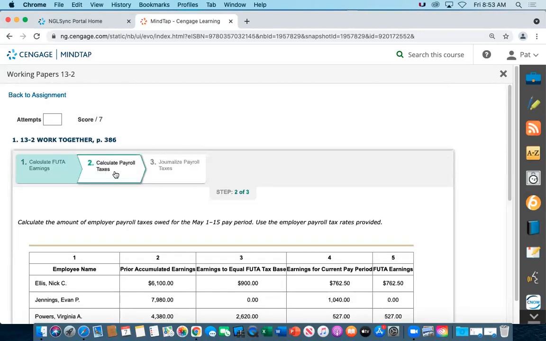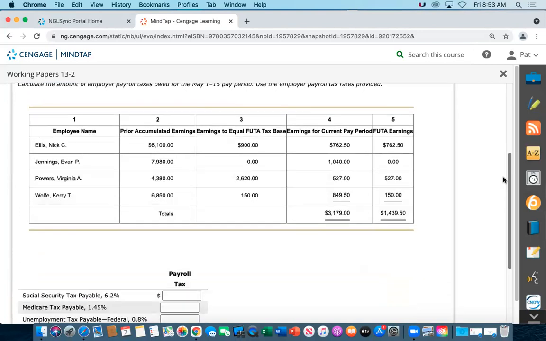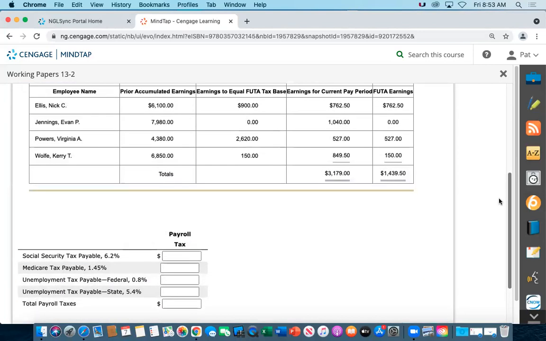Calculate payroll taxes. All right, so we have the chart that we just did. Now we need to figure out the payroll taxes. So you get your calculator out, and you're going to take a look to try to get Social Security, Medicare, and unemployment, to get this total set up. On these first two that I'm clicking on, Social Security and Medicare, these come off this total earnings column.